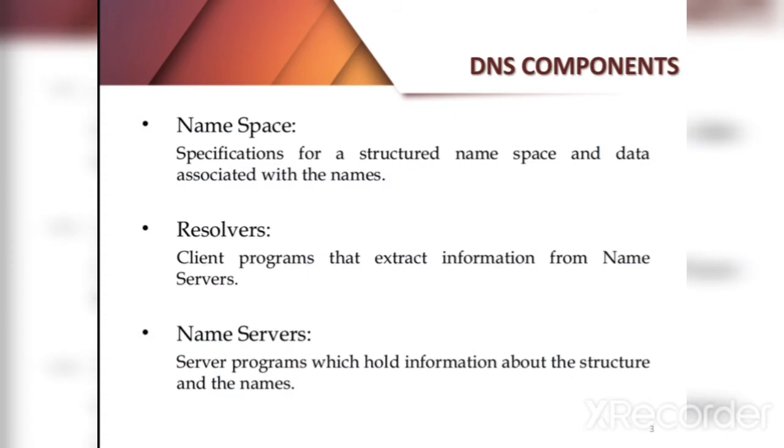Coming to the components of domain name system, components can be divided into three. They are namespace, resolvers and name servers. Namespace or domain namespace and the resource records, which are the specifications for the tree structure namespace and which contain the details about the data associated with the names.